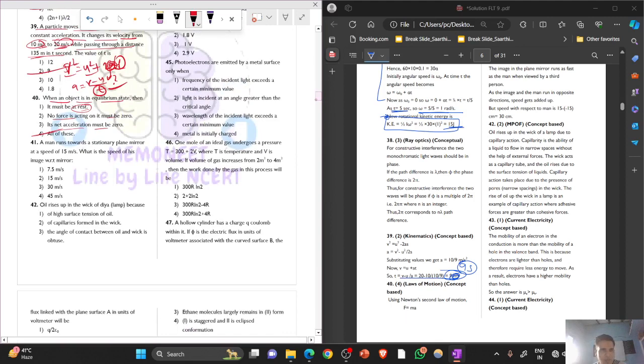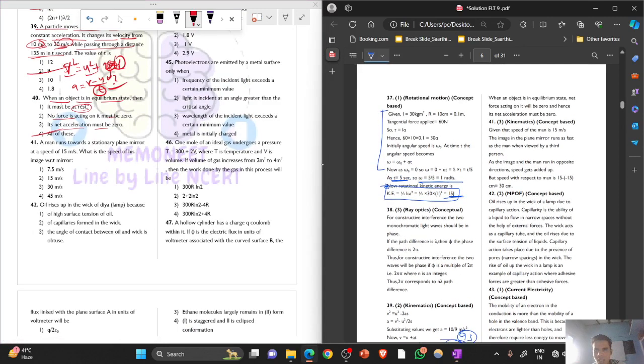Moving ahead, a man runs towards a stationary plane mirror at a speed. What is the speed of the image with respect to the mirror? It's 15. But if it is asking with respect to the man, this is with respect to the man, and this is with respect to the mirror, because the mirror is at rest, which you can take as the ground.